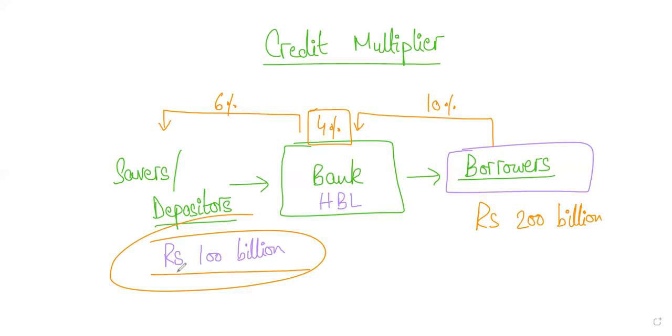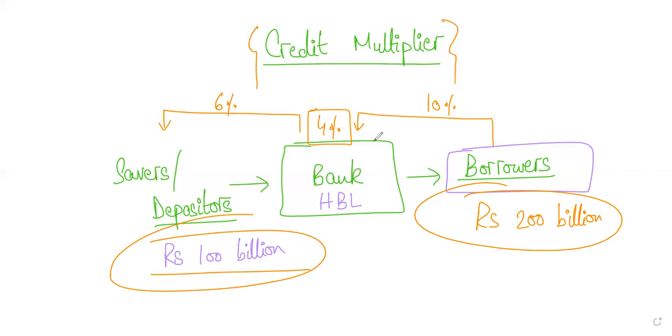So against deposits of 100 billion rupees, if I say that this bank can issue loans up to 200 billion rupees. Now, this is something weird, right? How is that even possible? Well, let me explain this. And this is exactly what the credit multiplier is about, right? Did you get my example?